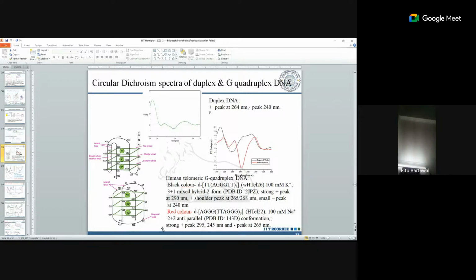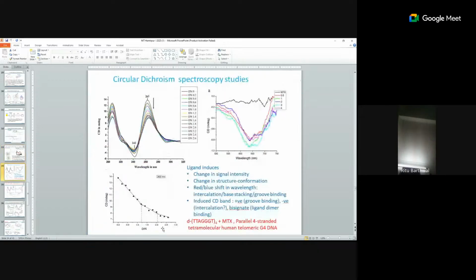Going to slide number 34, how we use it. I will just tell you what we do. This is again a titration we have done. We look at how intensity has changed. We look at whether the wavelength has shifted, or a change in structure or conformation has occurred. Supposing it has gone from 3+1 to 2+1, we get changes, so we get some idea of stoichiometry.